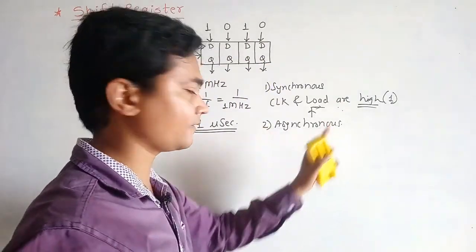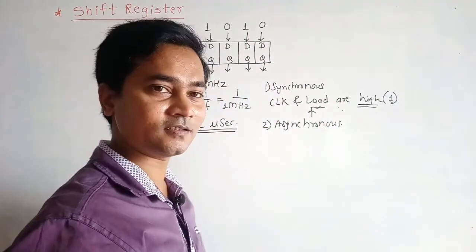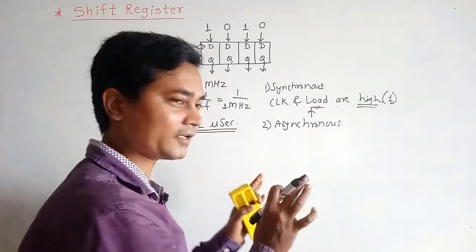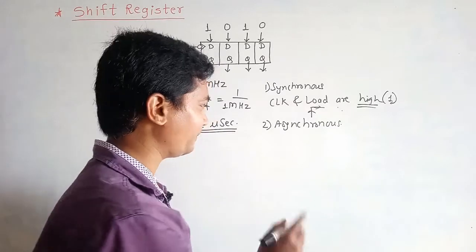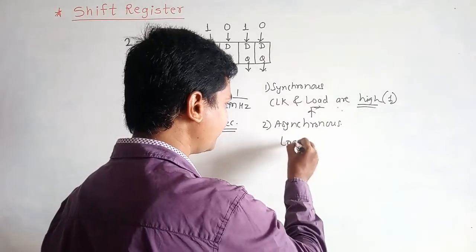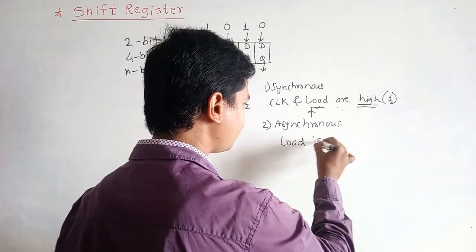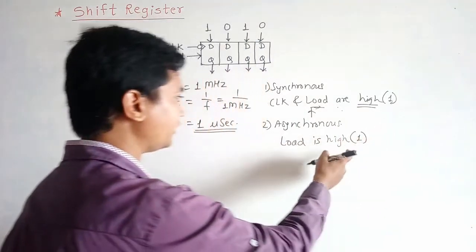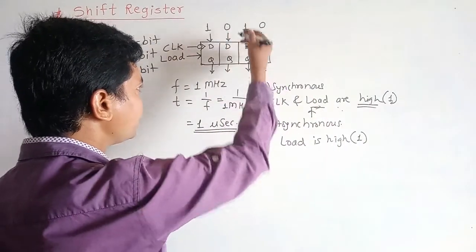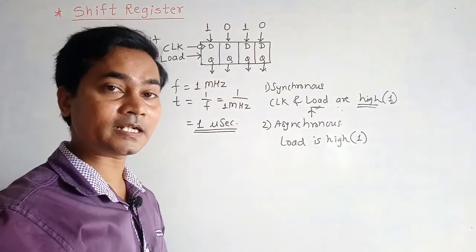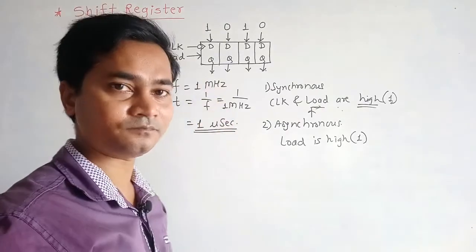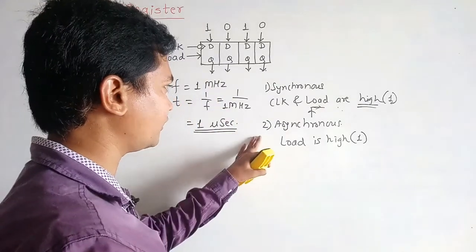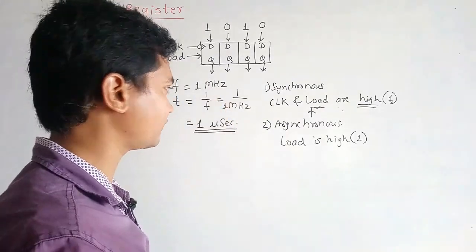And what is meant by asynchronous? Asynchronous means the clock does not have any control, but depending upon the load only, whenever the load is high, meaning logic 1, at that time only this input data will be shifted to the output irrespective of the clock signal. Okay, so this is how the load signal works.